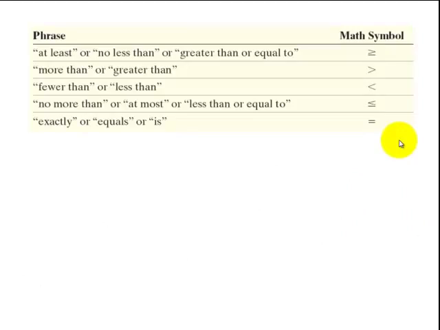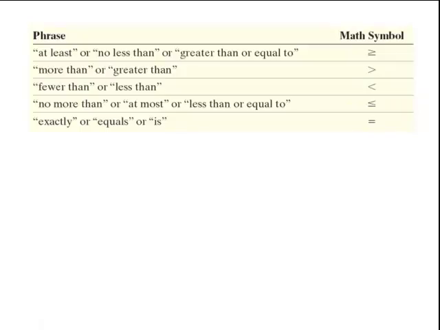In this slide, here are some common terms for math symbols. At least is the same thing as saying greater than or equal to. More than is the same thing as saying greater than. Fewer than is the same thing as saying less than. No more than or at most is the same thing as saying less than or equal to. Using the standard normal distribution, this is the same thing as greater than. Less than or equal to is the same thing as less than.